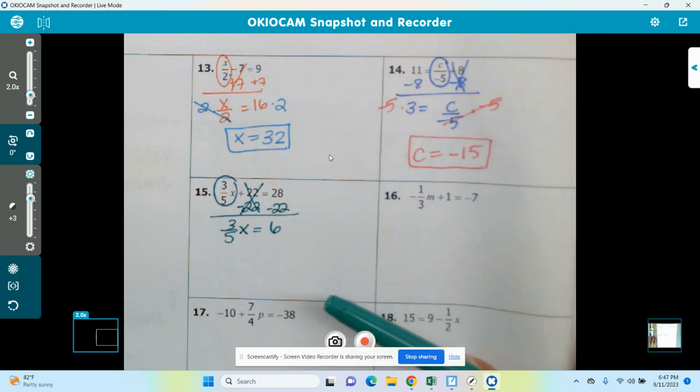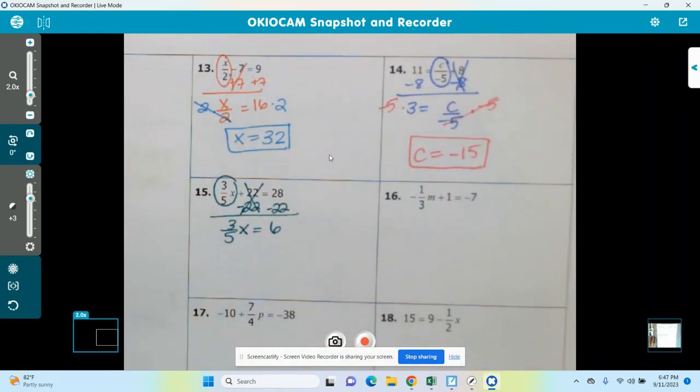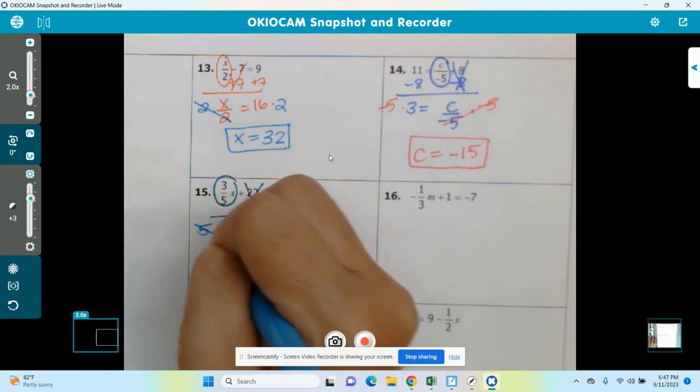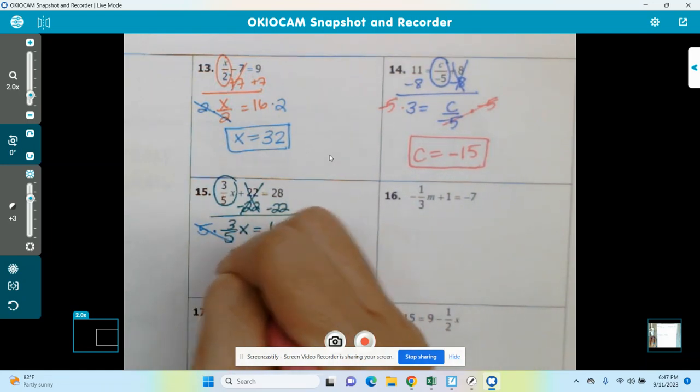Okay, and then y'all, it goes back to, let's see if I can flip to it. It goes back to right here, 5, 6, 7, and 8. That's what we're back at. This is just like 5, 6, 7, and 8. So I'm going to start by multiplying by 5. And then dividing by 3.